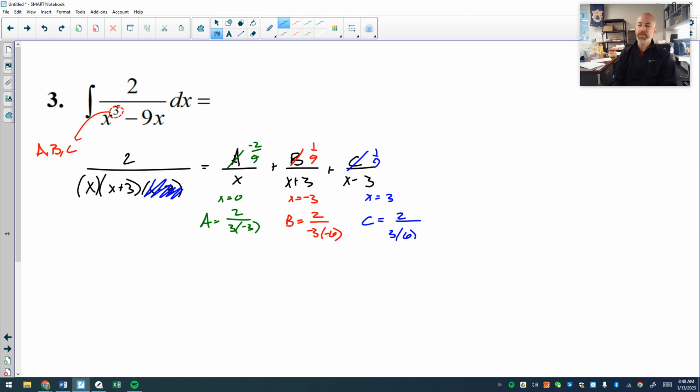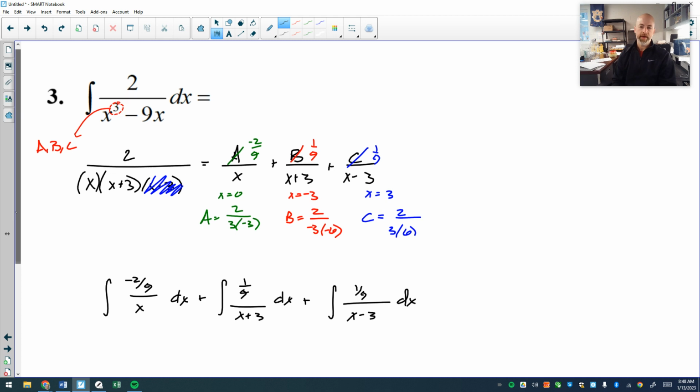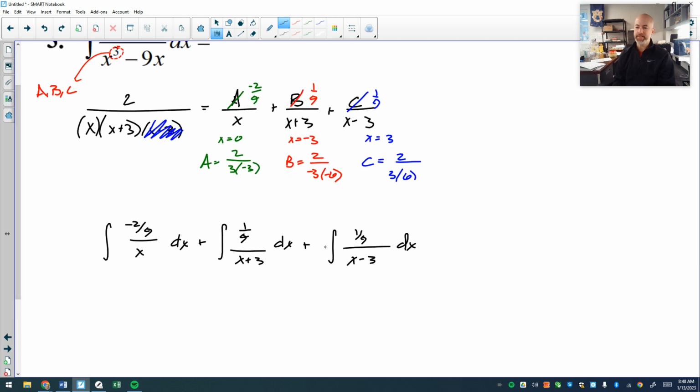And now I have a new antiderivative. I have 3 of them actually. I have the antiderivative of negative 2/9 over x, plus the antiderivative of 1/9 over x plus 3, plus the antiderivative of 1/9 over x minus 3. And with that, I now have 3 simpler antiderivatives.